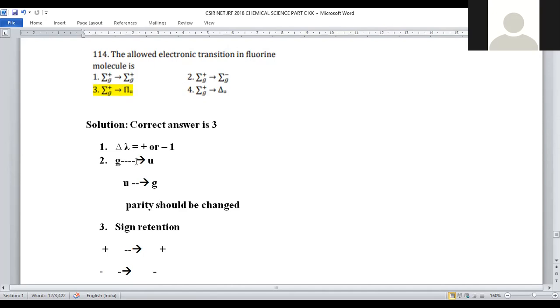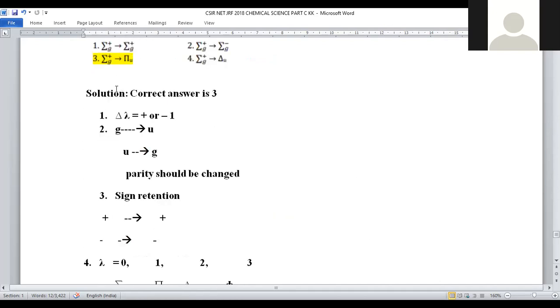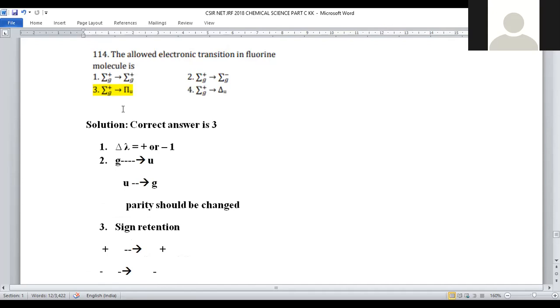In the third one, sigma to pi is allowed because sigma is the 0 state, pi is the first state. 0 to 1 state is allowed. That's why the third statement is obeyed. Here, sign should be positive to positive or negative to negative. It is positive in the reactant, and after transition it will be positive only. So plus to plus is possible, and parity should be changed, gerade converted into ungerade. That's why for question number 114, option number 3 will be the right answer.